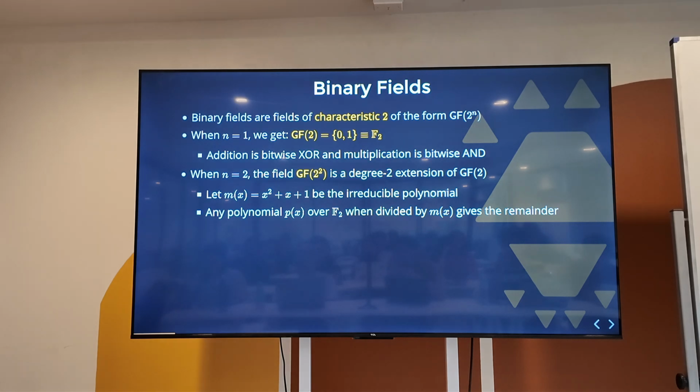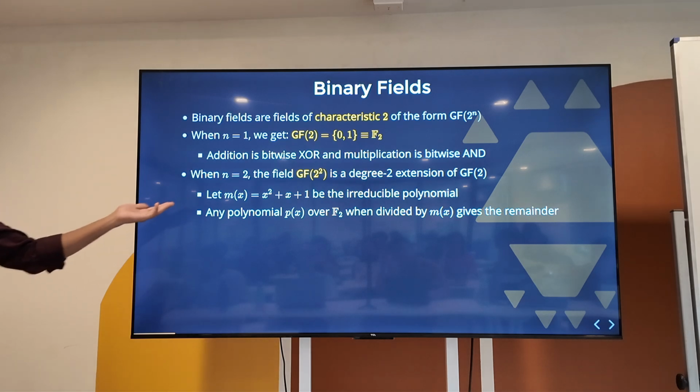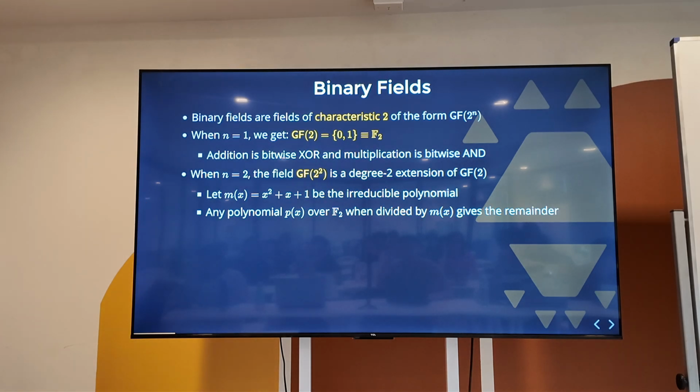Now, why does this give us a degree 2 extension? The basic reason is it will depend on the degree of your irreducible polynomial. In very simple terms, if your irreducible polynomial is degree k, then you're going to end up with a degree k extension.